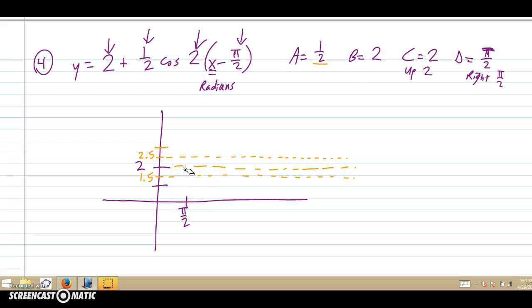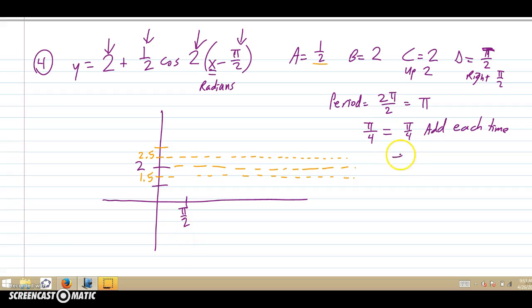Alright, so let's figure out what we have to add every time. Our period, obviously we're in radians, will be 2 pi divided by our b value, which is just pi, so we're going to do one full graph in pi units. To figure out what we add each time, we divide that by 4, which is obviously just pi over 4. Nothing really special there, but you're going to add pi over 4 each time. But you're not starting from 0. You're starting from this point, pi over 2.